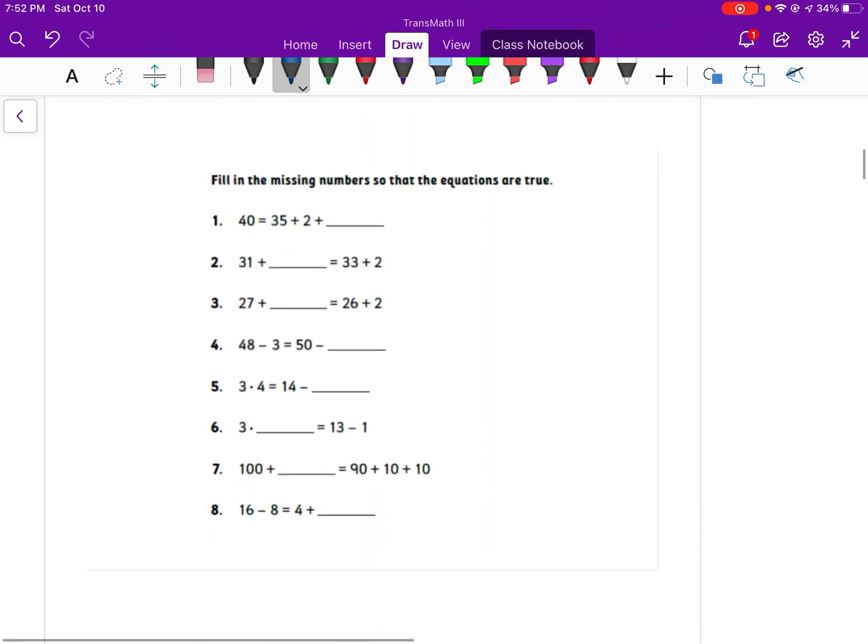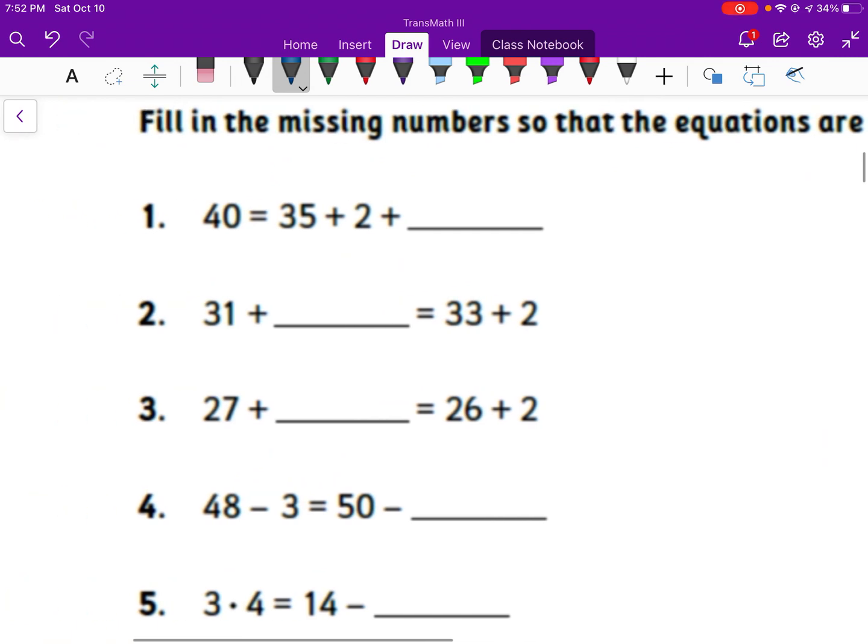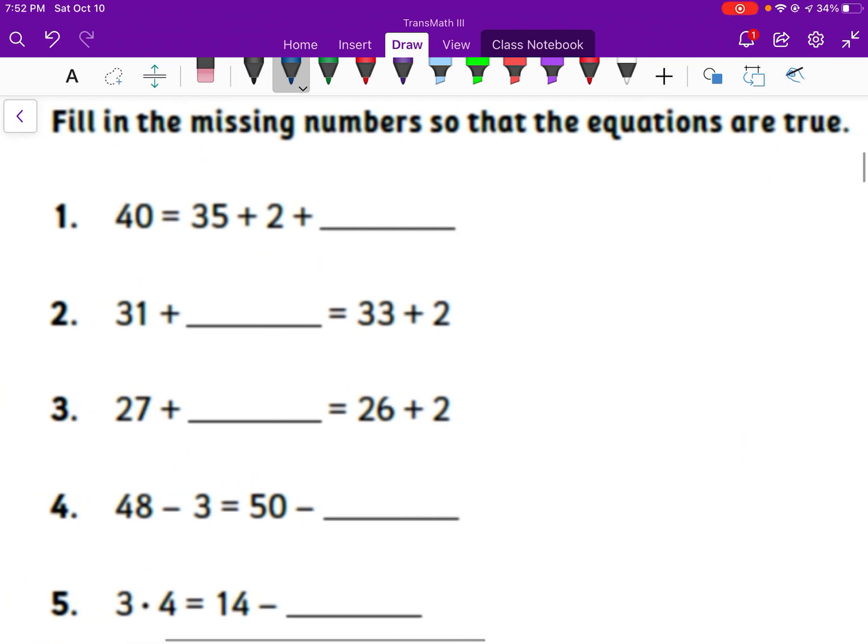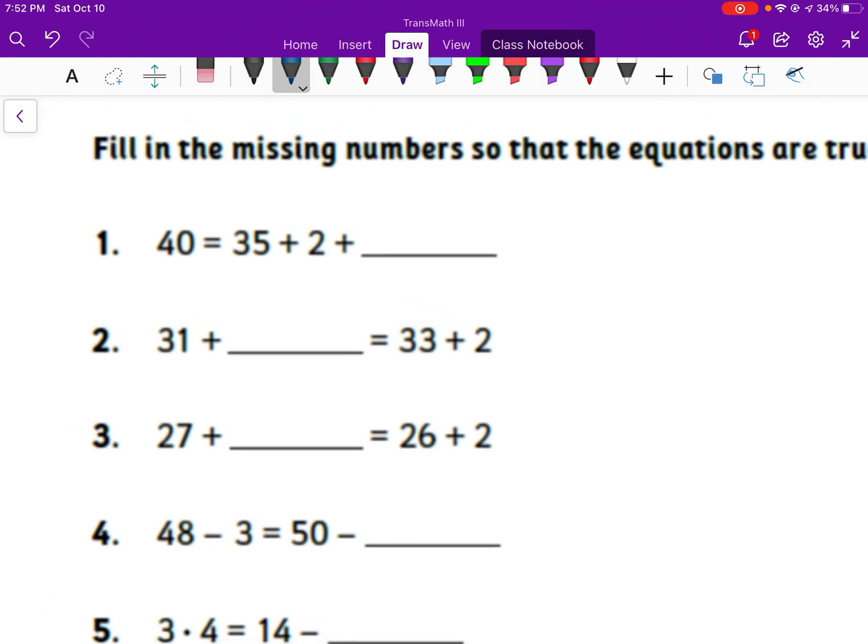Alright, now that we're done with this page, let's go through it real quick. We're just filling in the missing numbers so that the equation is true. For this one, 40 is equal to 35 plus 2 plus something. As of right now, 35 plus 2 is 37, so 37 plus 3 is equal to 40.